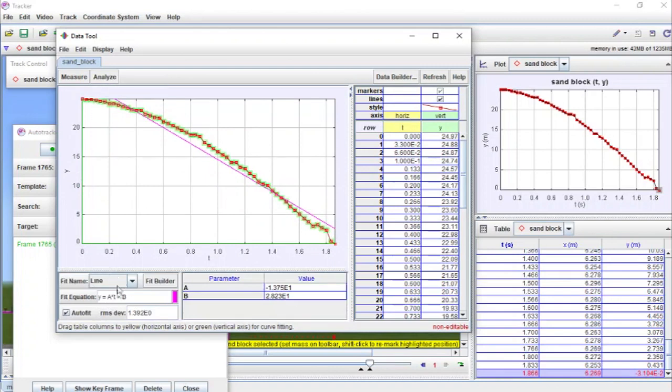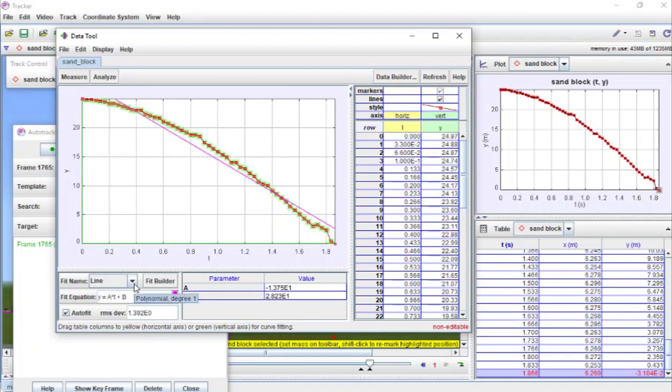The default option is a line because about half of the time in physics you're going to want a line graph. This, of course, is not a line. This is pretty clearly a parabola. So the line that it's attempting to fit does not fit very well. And it tells you that with this RMS, root mean square deviation, that's this RMS dev, we want this to be a small number. And this is a pretty big number.